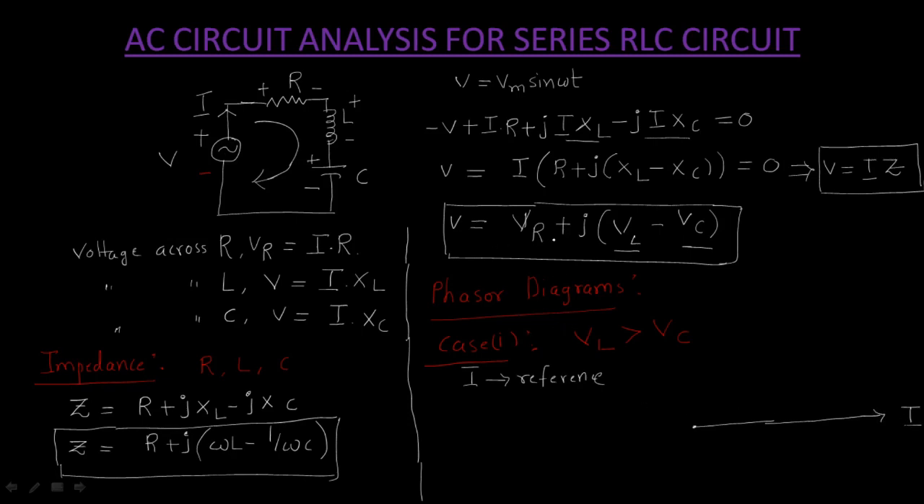Voltage across the resistor is always in phase with the current. What about the voltage across the inductor? For the voltage across the inductor, V equals I into jXL. You know that wherever the j is there, that is plus 90. So always VL is plus 90.